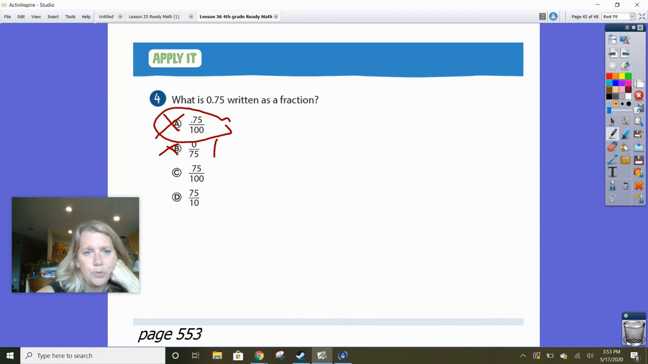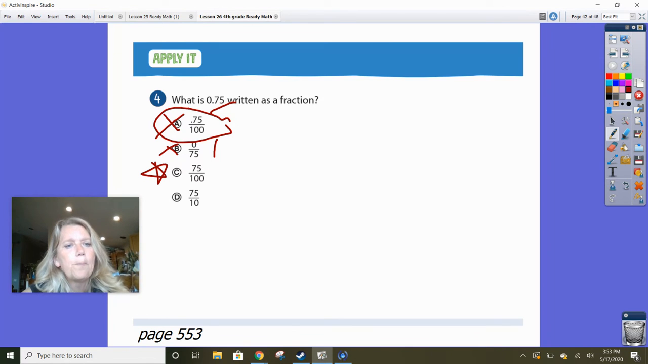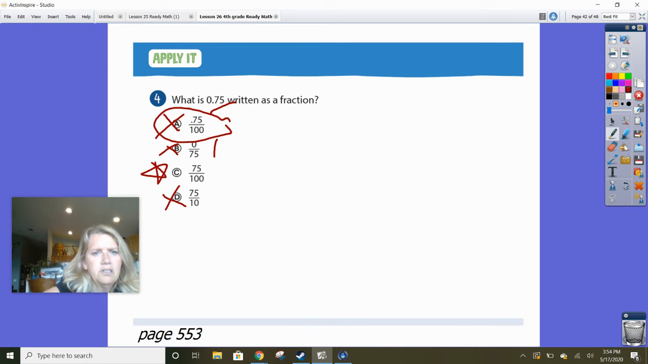This one says 75 hundredths. This says 75 hundredths. Yep, you say them both the same. They must be equal. They are. D says 75 divided by 10. That's going to be $7.50. That's way too big. Yeah. Okay, there we go. Next one.